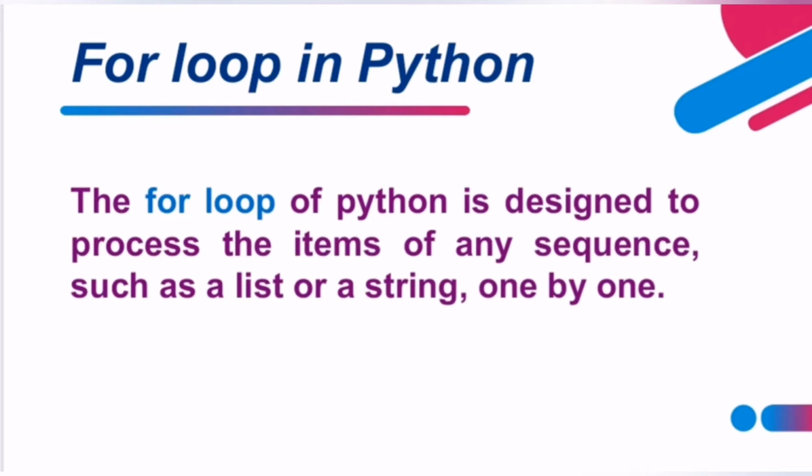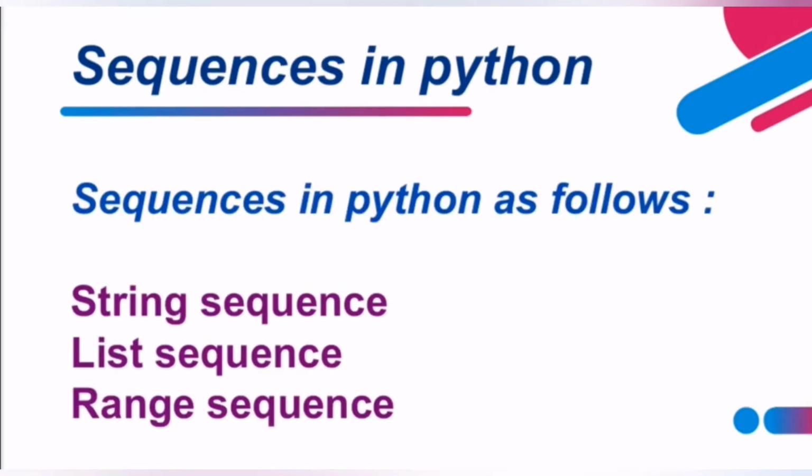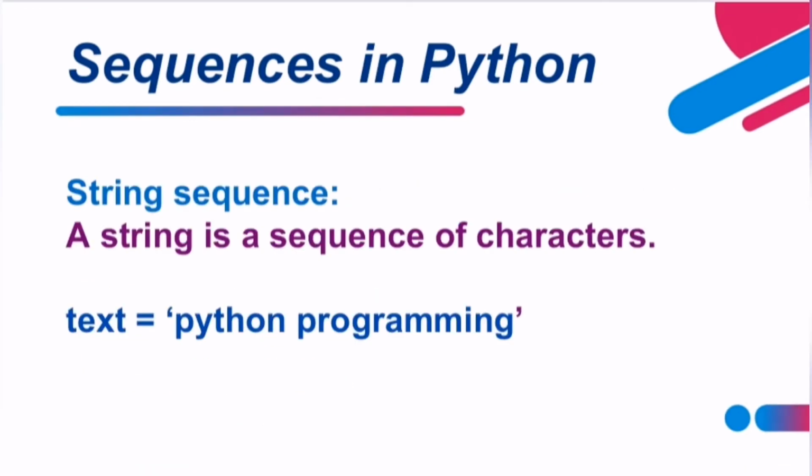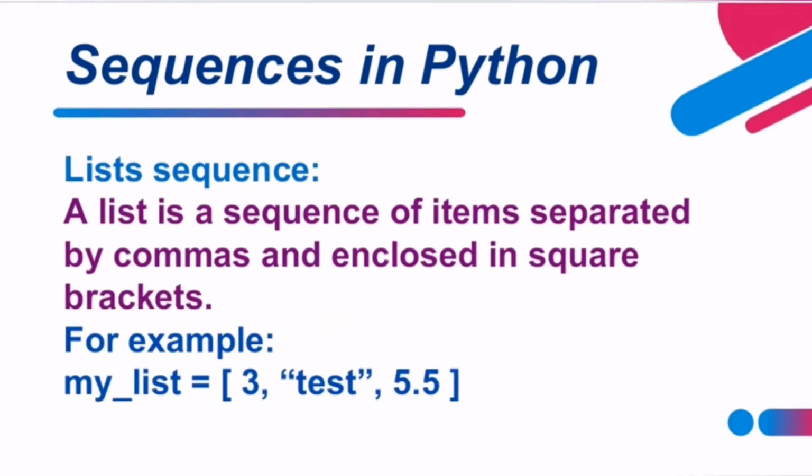To keep things simple, let's talk about three sequences. First, string sequences, second, list sequences, and the third one is range sequences. A string is a sequence of characters. For example, here you can see text equal to "Python programming". This is called a string sequence. Second, list. A list is a sequence of items separated by commas and enclosed in square brackets. For example, here my_list equal to 3, "test", and 5.5.